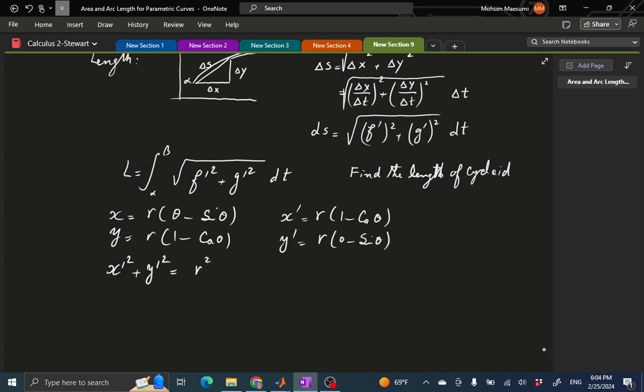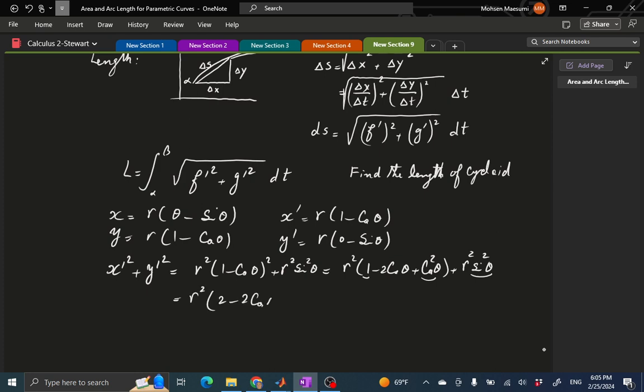So that's going to be r squared times 1 minus cosine theta squared, and then r squared, and this is of course just sine square of theta. I open the first one, I'll have r squared times 1 minus 2 cosine theta plus cosine square of theta, and then I have another r squared sine square of theta. Sine square and cosine squared becomes 1, added to 1 gives us 2, so this becomes r squared times 2 minus 2 cosine theta.